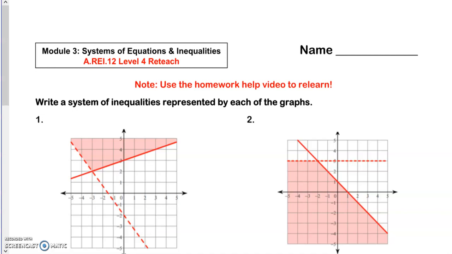Today we're doing Module 3, Systems of Equations and Inequalities, A.REI.12, Level 4 Reteach. Write a system of inequalities represented by each of the graphs.